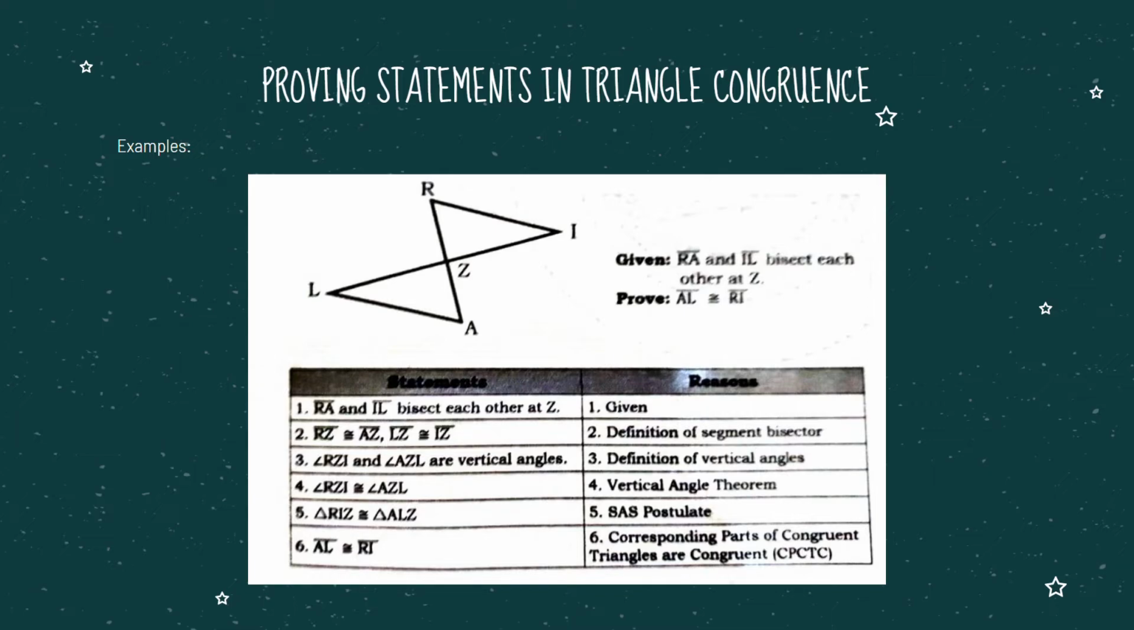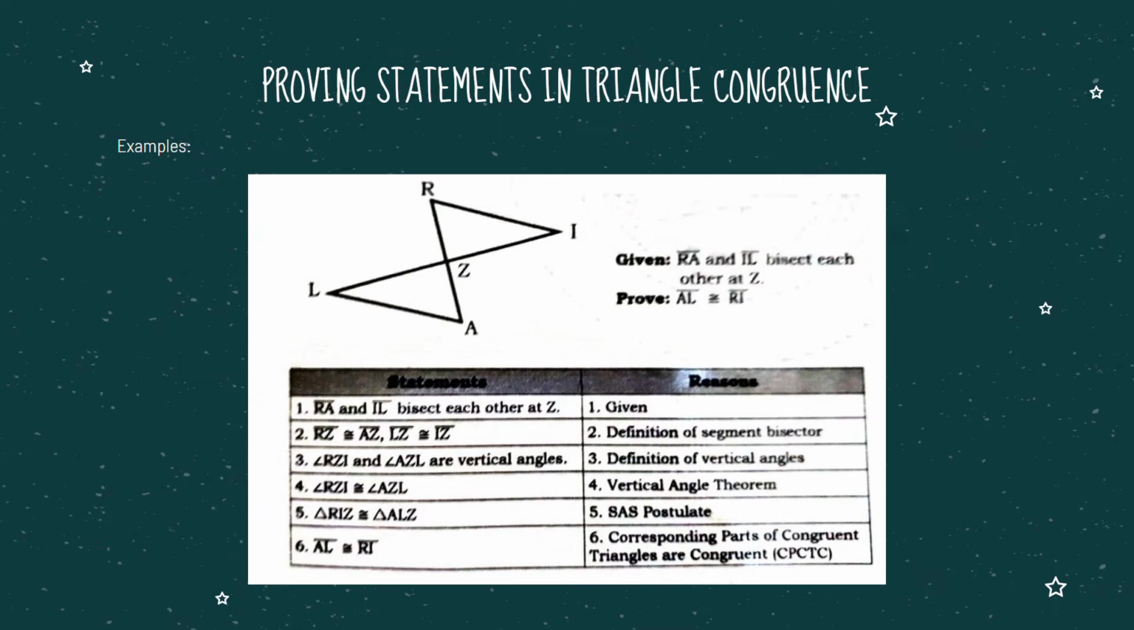Number 3, angle RZI and angle AZL are vertical angles. For the reason, it is the definition of vertical angles. Number 4, angle RZI is congruent to angle AZL. For the reason that it is the vertical angle theorem.